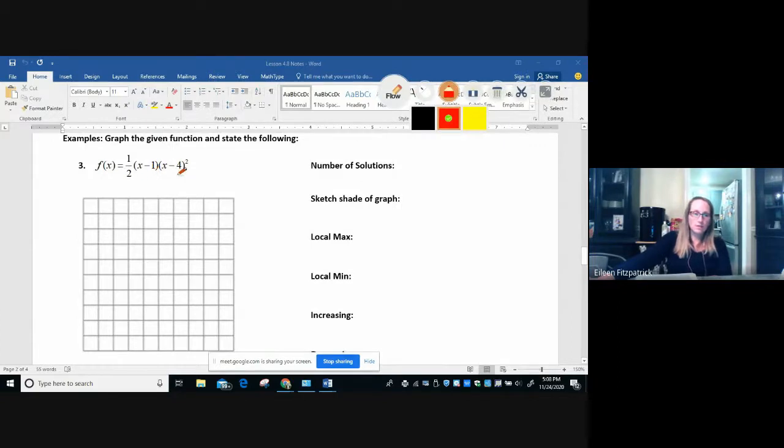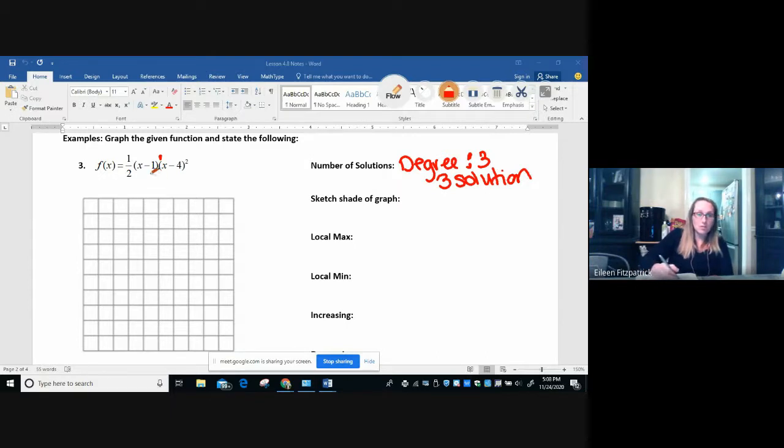All right, so since this is already in factored form, let's talk about the number of solutions first. Degree 2, degree 1. Okay, so if I multiply it all together, it's going to have a degree of 3, which means there are 3 solutions. But if you weren't sure, let's solve it and see how many solutions we come up with.